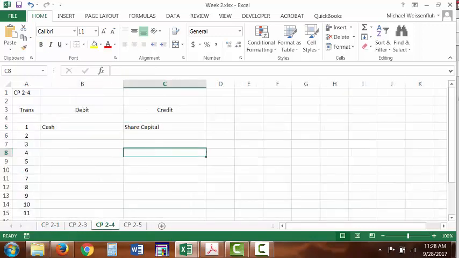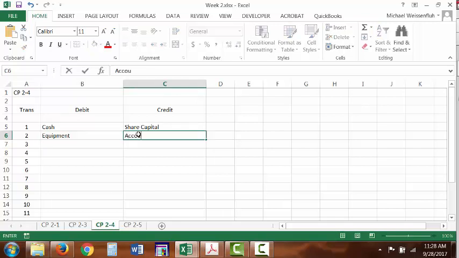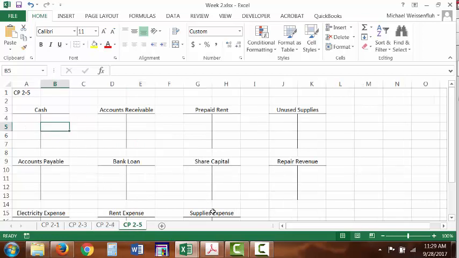Transaction number two, equipment was purchased on credit. So equipment, and then some kind of payable over here, accounts payable, or you can just say payable at this point. We'll get more specific as we go, but as long as you get the idea of what kind of thing it is, then we're good with that. And that's number four, and you can do the rest of those this way. Again, we're not doing amounts here, just the account titles.